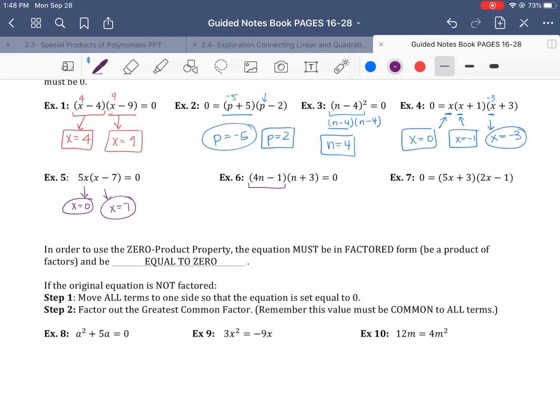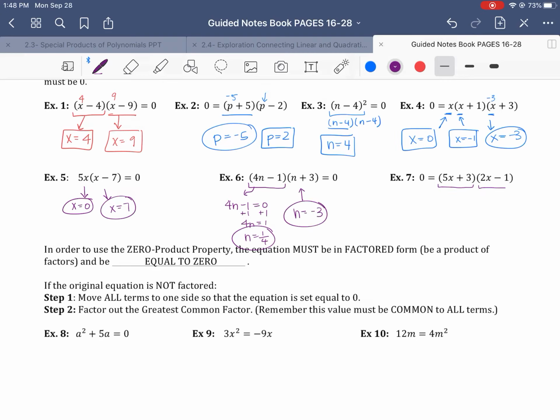If you end up with something that looks like this, where this would actually require a fraction value, and you're unsure of how to do it in your head, just take 4n minus 1 and set it equal to 0, and then solve that. You know how to do that with linear equations. So we add 1, 4n equals 1, divide by 4, and we get 1/4. And then again, this one's pretty straightforward, and could be -3 there.